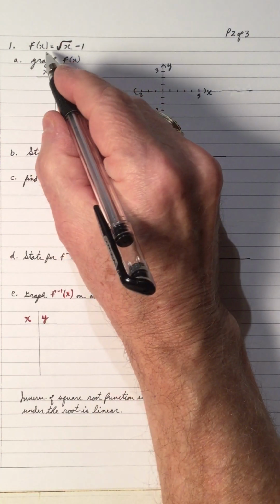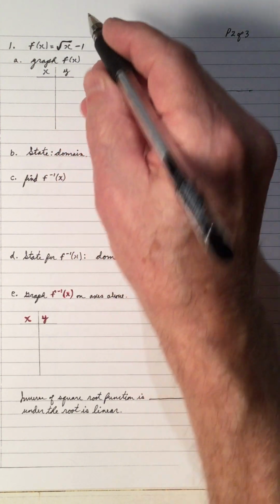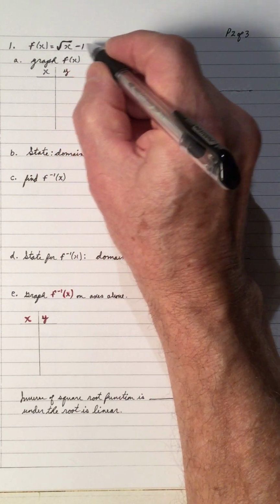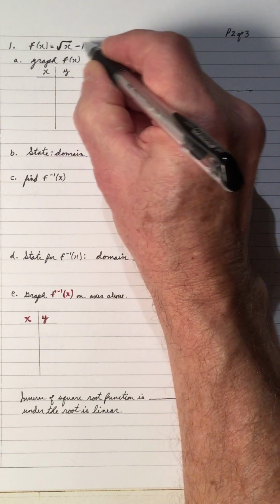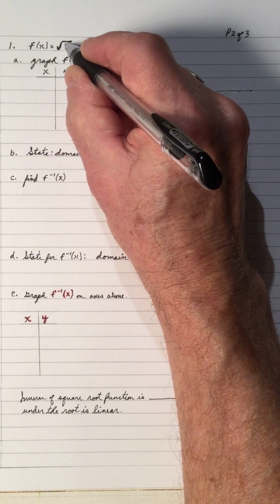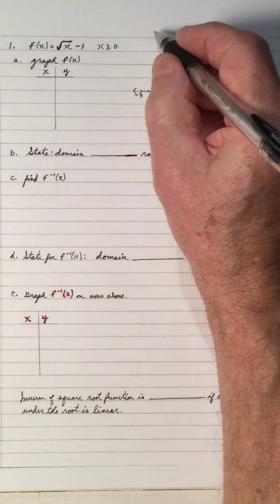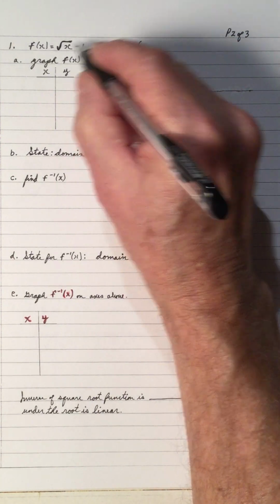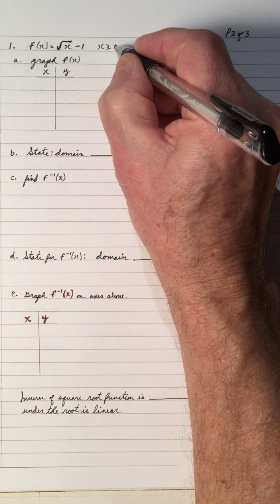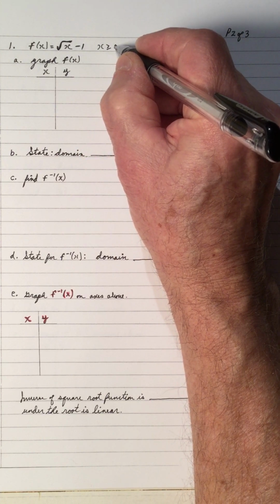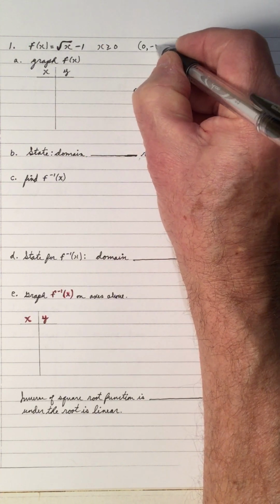Number 1, f of x is equal to the square root of x minus 1. Notice this is a root, and in any square root, the expression underneath the root has to be greater than or equal to 0. The starting point is when x is 0, which is the first number we can start with. We can have 0, 1, 2, 3, etc. But when x is 0, y is negative 1.